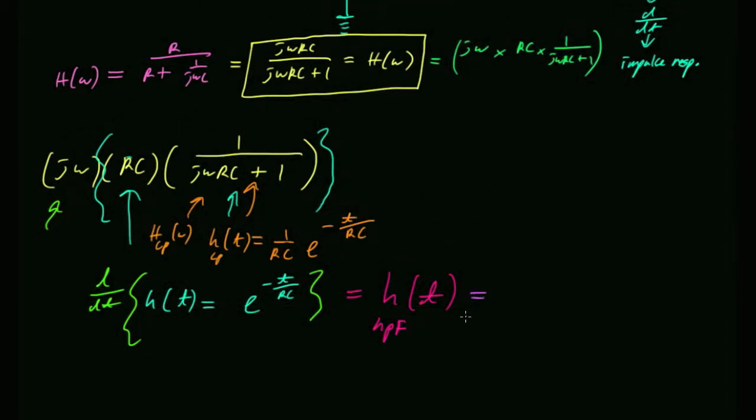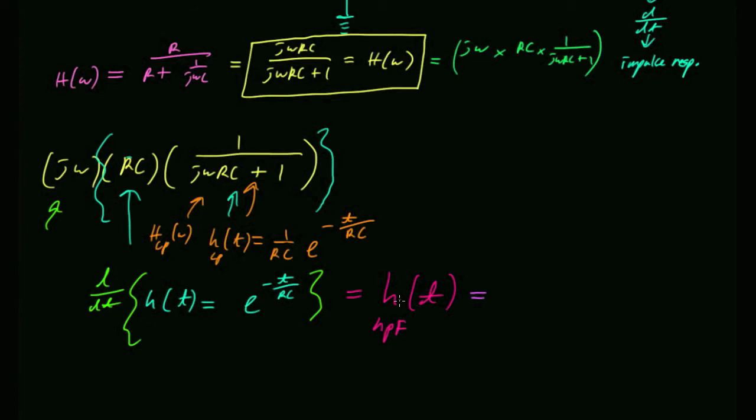Look at this. Low-pass filter. We know that inverse Fourier transform because we've already done it. If you scale the Fourier transform by RC, you scale the time equivalent by RC. And then if you take the Fourier transform and multiply by j omega, that's just the derivative. And we're done.